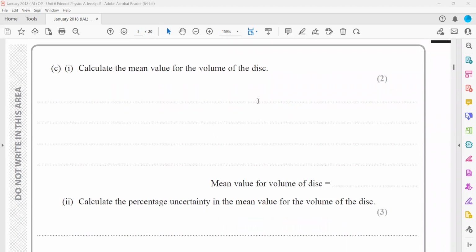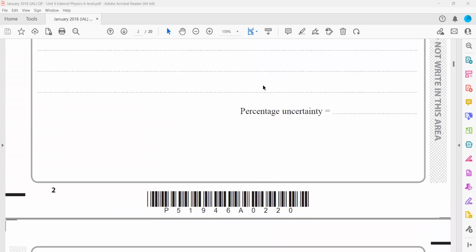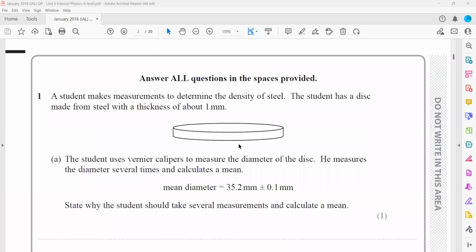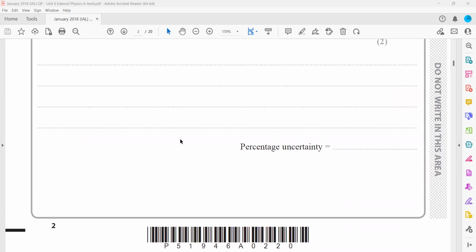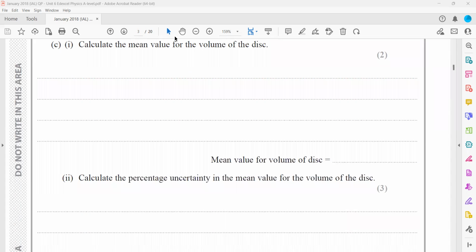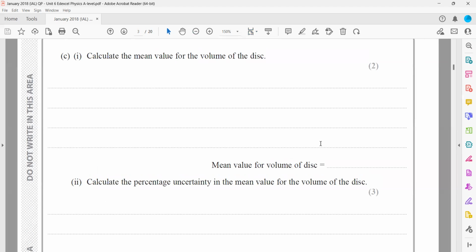Then calculate the mean value of a volume of a disk. So how we can work out the volume of a disk? We have the diameter and the thickness is there 1 millimeter. So this is 1 millimeter thick and we have the diameter. So using a diameter, we'll find the area and area multiplied by thickness, we'll get its volume. So volume is pi, because it's a disk, so pi r square h, where pi is 3.14. Radius will be half of the diameter.